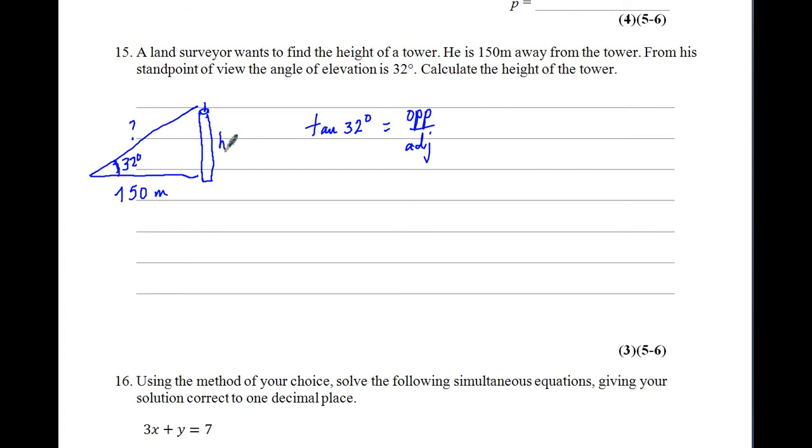The opposite here is the height of the tower, and the adjacent is the 150 meters. So you're going to multiply both sides by 150 meters in order to solve for the height. And I'll let you carry on from there. Please, when I say this, just pause the video and continue working.